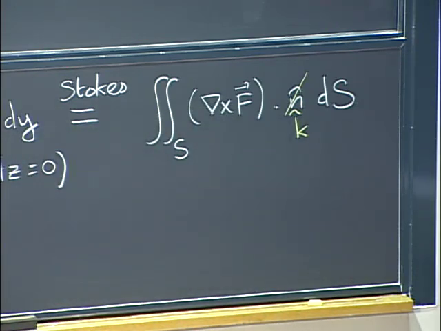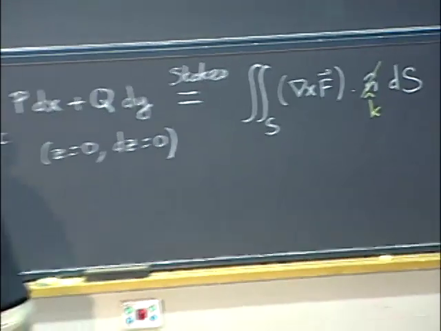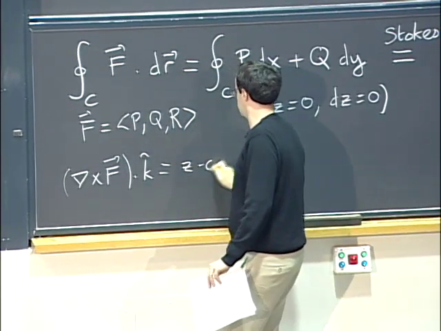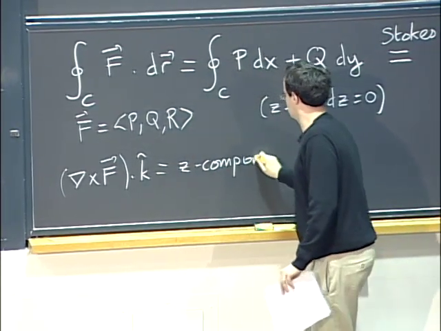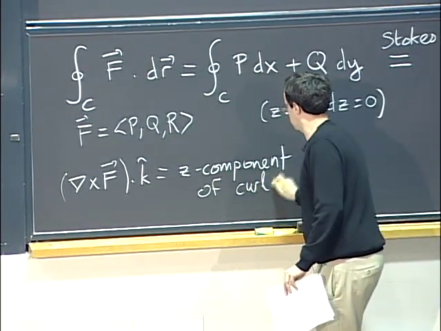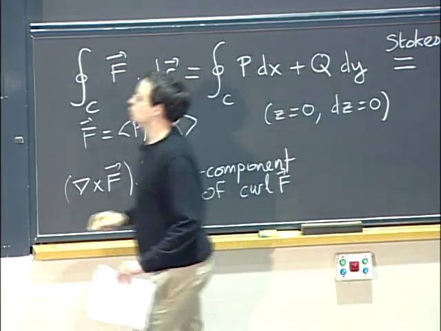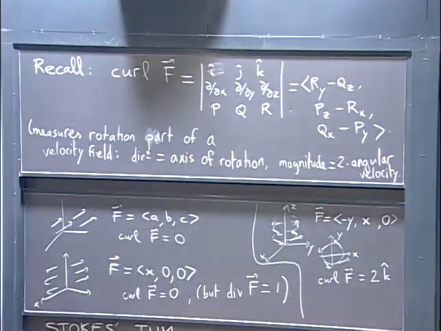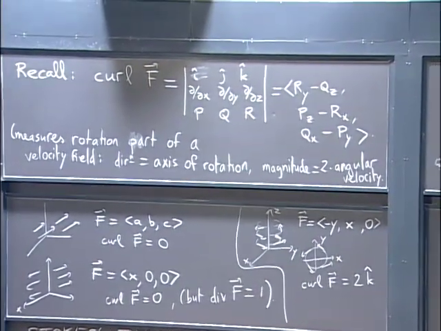Okay, so let's look at curl F dot k. That's the z component of curl F. And what's the z component of curl? Well, I conveniently still have values up there. It's Q sub x minus P sub y.